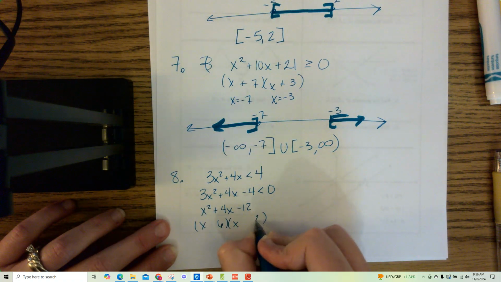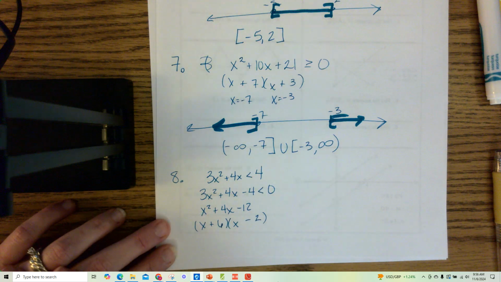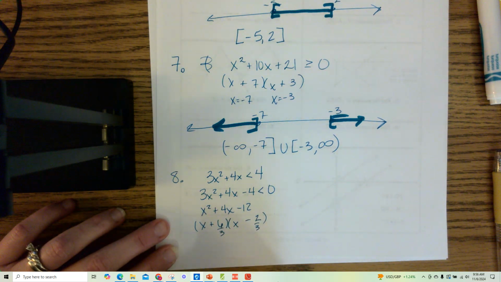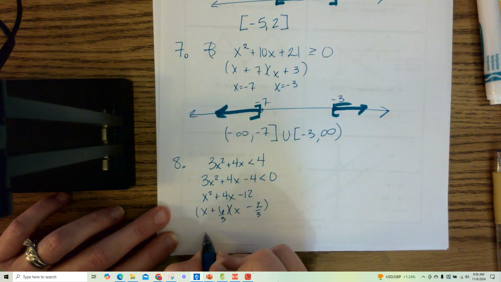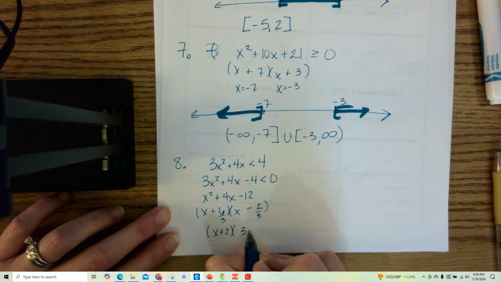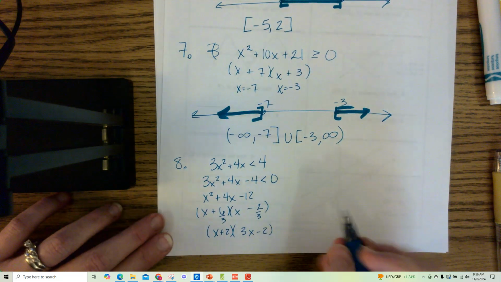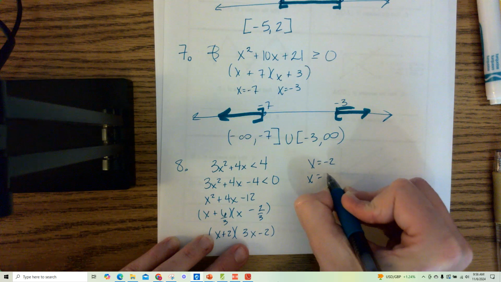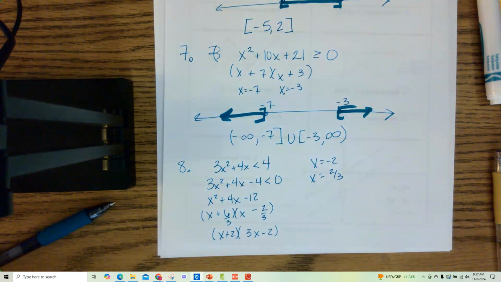6 and 2. Slide the 3, so undo that. And so I would have x plus 2, and this one would be 3x minus 2, which would still be x equals -2, x equals 2/3.